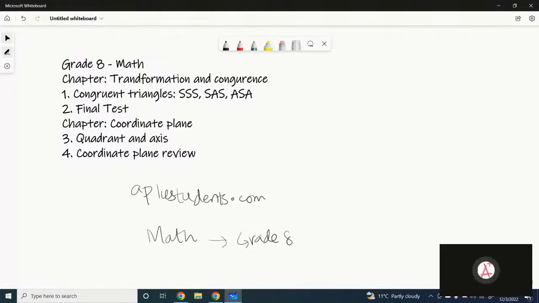They are congruent triangles, side angle, side angle. Then we'll do the final test of the chapter. Then we'll start the new chapter that is coordinate plane. And the lessons we are going to cover from the chapter are quadrant and axis, then coordinate plane review. Got it? Okay, let's just start with the lesson.